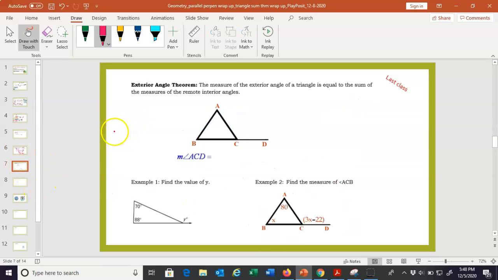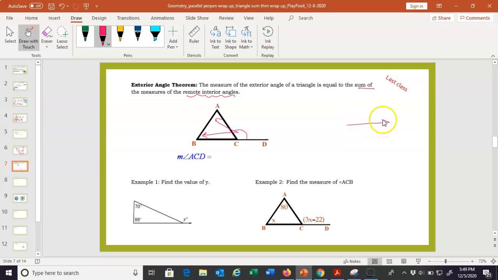So then let's talk about how to find exterior angles. Here's the theorem. It says that the measure of the exterior angle, like right here, is equal to the sum of the measures of the remote interior. So let me tell you what those are. The remote interior angles of the exterior angle are the 2 angles across from it. So in this case, it's angle B and angle A.